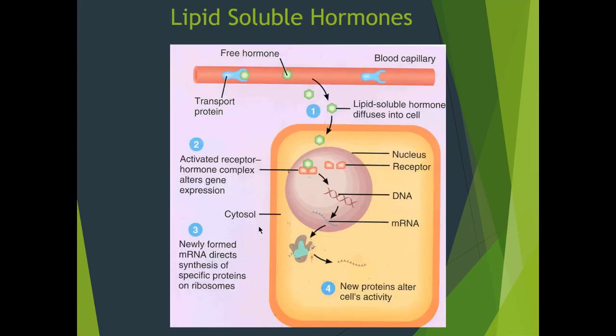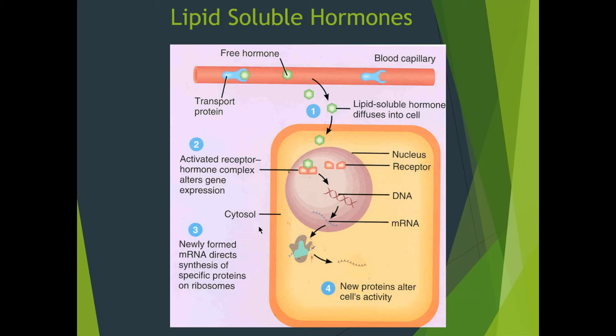So remember what's going to happen is we have to have a transport protein. Lipid-soluble hormones will not dissolve in the water of the blood. So they travel through the blood attached to this protein. When they reach their target cell, they're going to detach from the protein and leave the bloodstream. If you look here at number 1, there is no extracellular receptor because a lipid-soluble hormone has no trouble diffusing across the bilipid layer. So it enters the cell with ease.